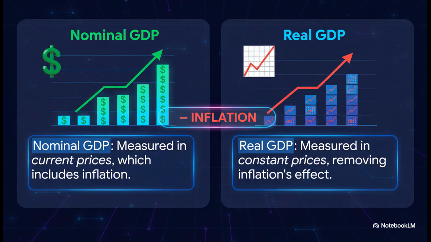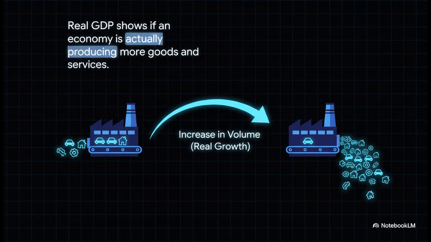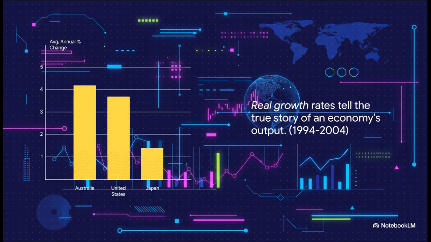This brings us to nominal versus real GDP. Real GDP is the one that's adjusted for inflation. So if you want to know if we actually made more stuff, you've got to look at real GDP. And you can see how this plays out when you compare the real growth of different countries.